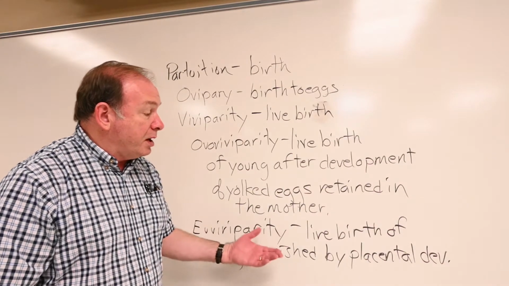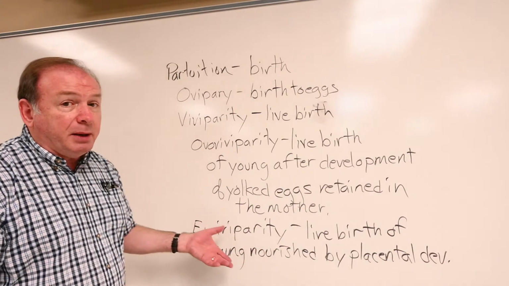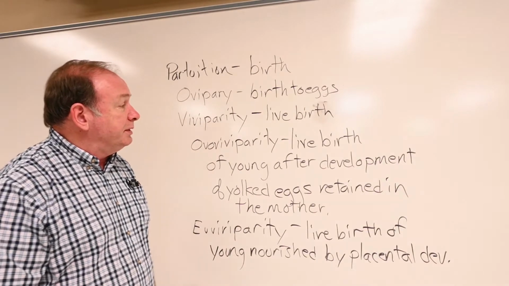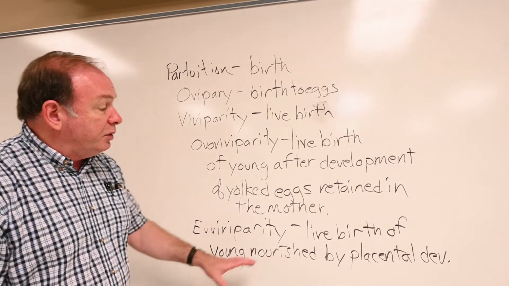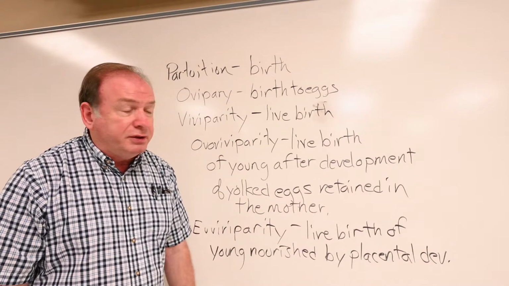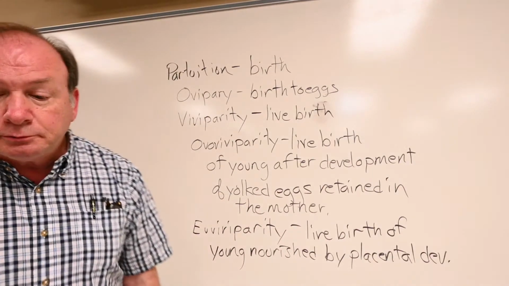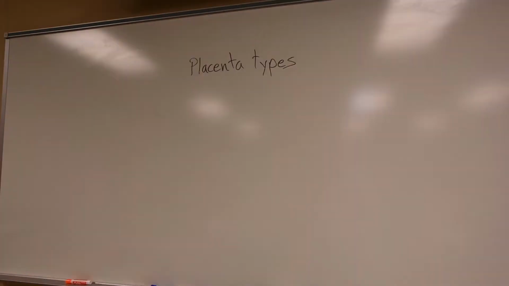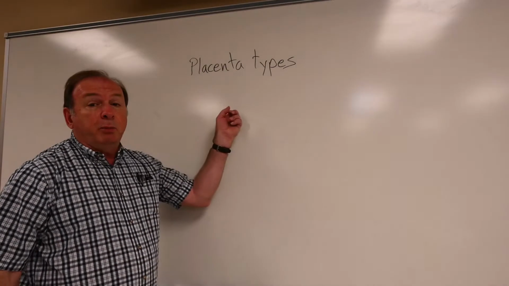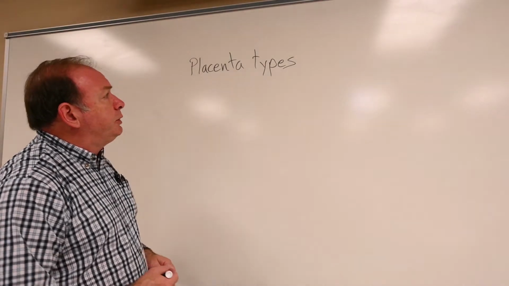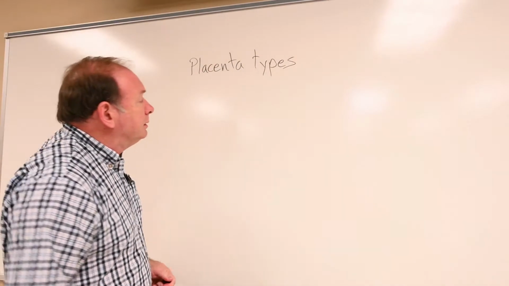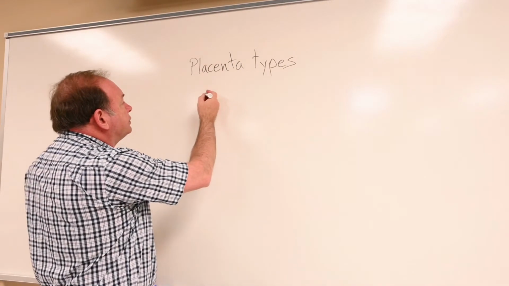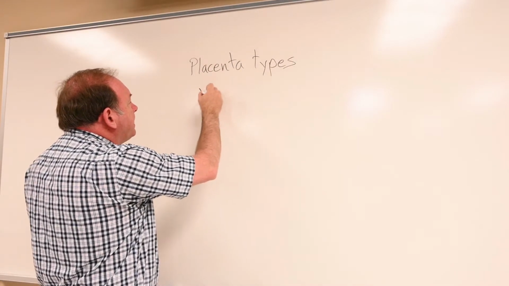The next thing we're going to talk about are placenta types, variations in the types of placentas in different organisms, and it has to do with primarily their blood supply. Okay, next we're going to talk about placenta types. The three kinds of placenta to note. First one is called the yolk sac placenta.